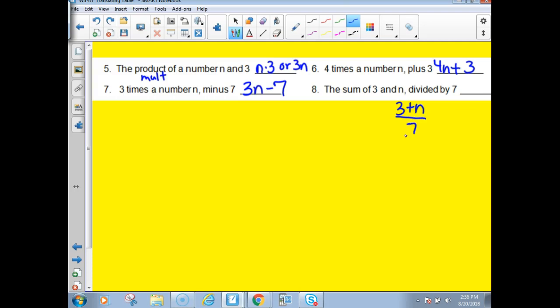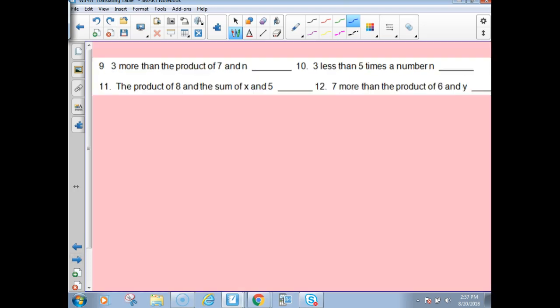How could you make sure somebody knew that the whole quantity 3 plus n was being divided by 7? What's another way you could make sure someone had that right? Anybody have? No? Destiny? Parentheses. Okay. Somebody else is probably about to say that. So either that, you could do this. All right, great. Number 9, 3 more than the product of 7 and n.